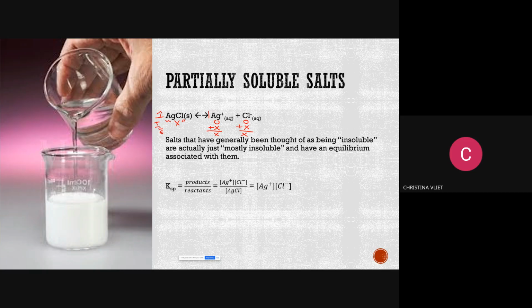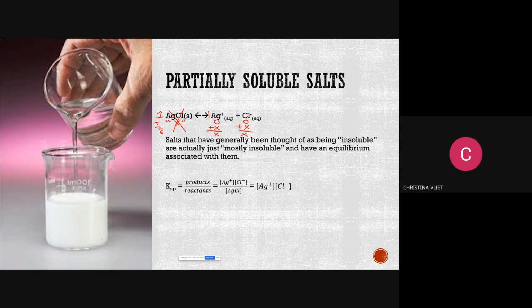The X on this side doesn't matter. Why not? It doesn't matter that we don't know what the starting amount there is. Go ahead. Because it's a solid, so it ends up not counting. So you only use this information to find out how much of your ions it breaks apart into.